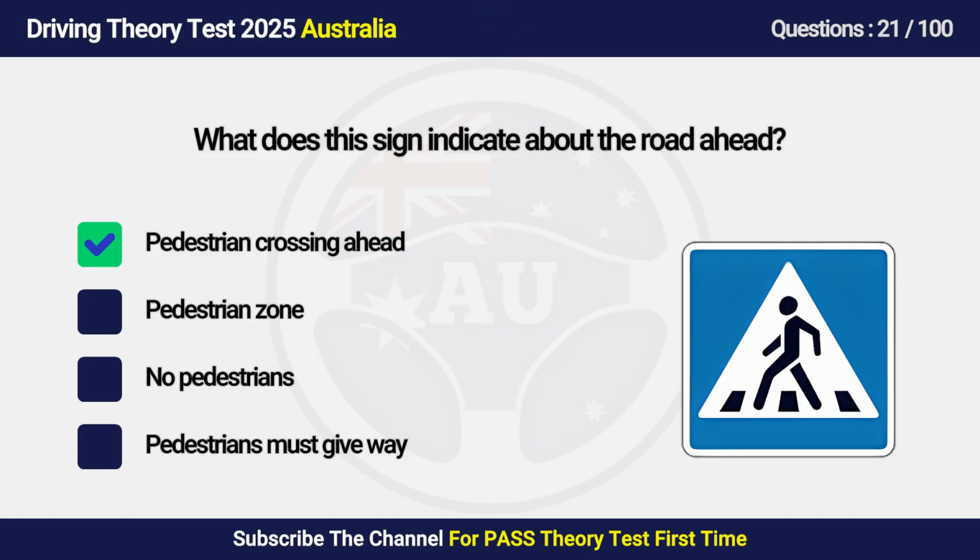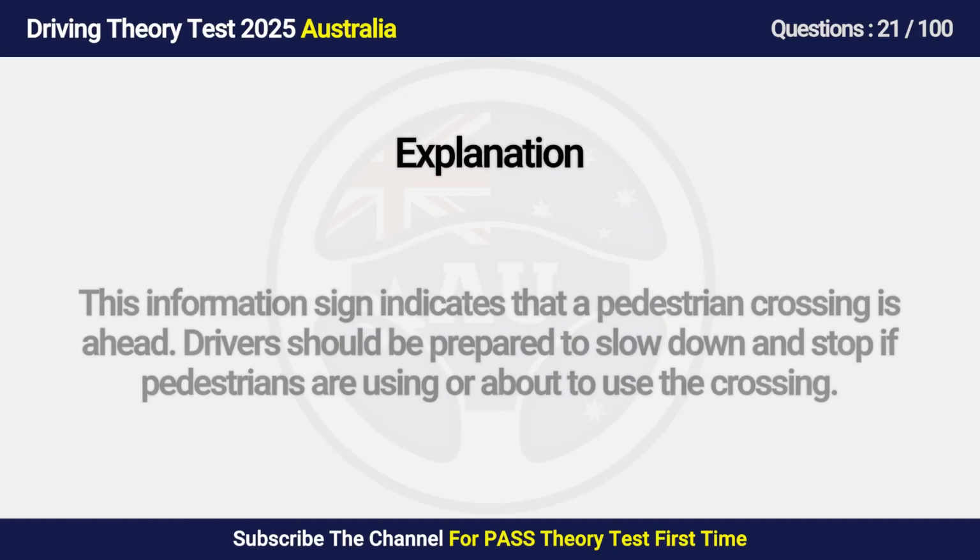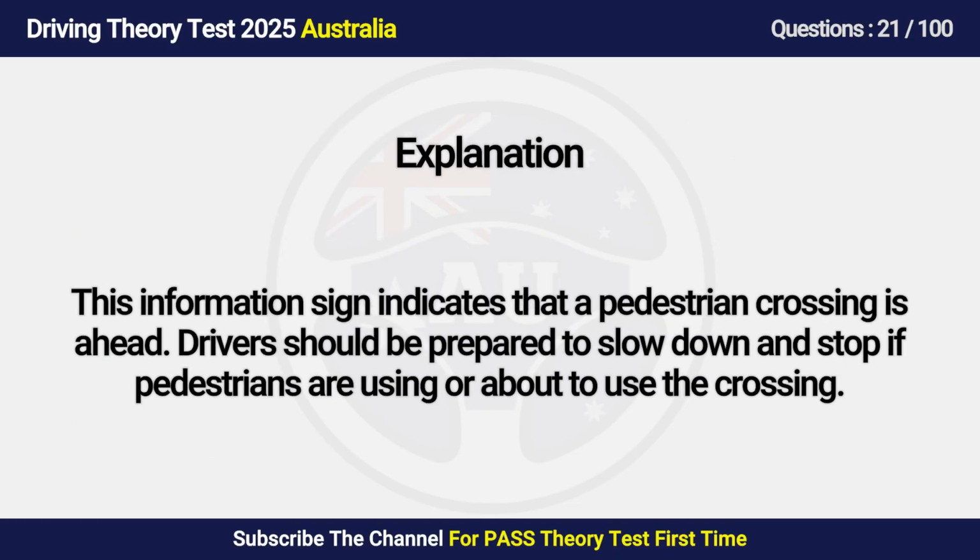Answer is A. Pedestrian crossing ahead. This information sign indicates that a pedestrian crossing is ahead. Drivers should be prepared to slow down and stop if pedestrians are using or about to use the crossing.